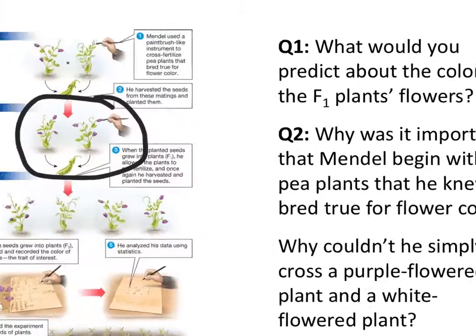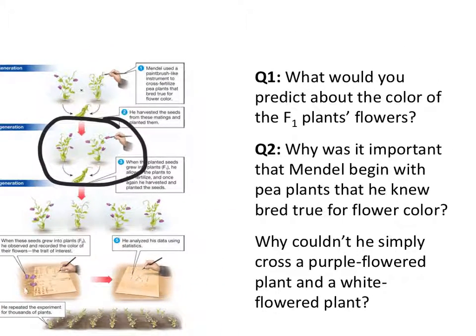Okay, so what would you predict about the color of the F1 plants? Remember, we have parents who were P and little p, and so the F1 plants would be big P, little p.